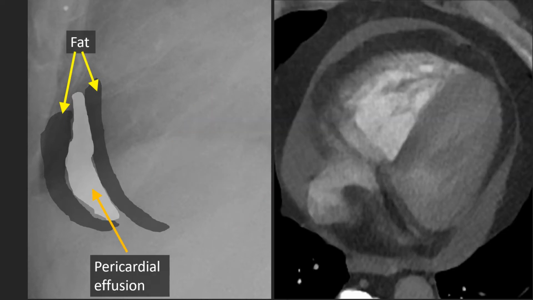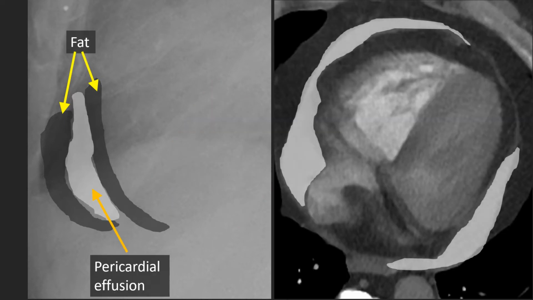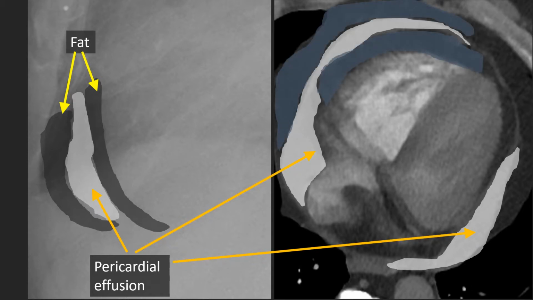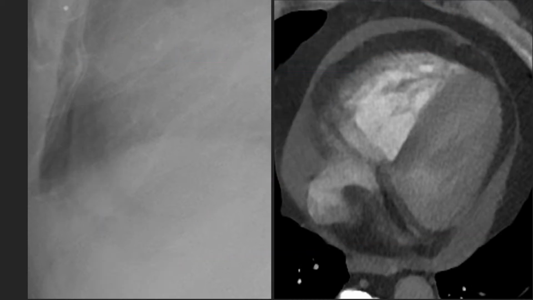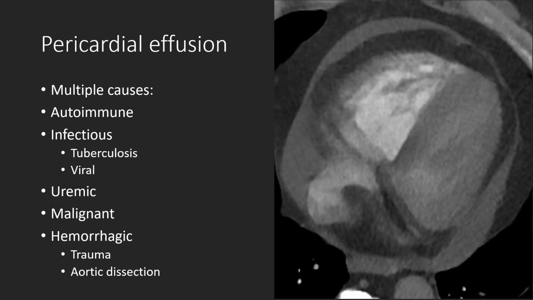Corresponding CT demonstrates the pericardial effusion in white, and then the fat, both deep and superficial to it, in gray. Again, really notice those 2 loosened stripes, a characteristic appearance of pericardial effusion on chest X-ray. There are many causes of pericardial effusion ranging from autoimmune diseases, infections such as tuberculosis, malignancy, and hemorrhage.